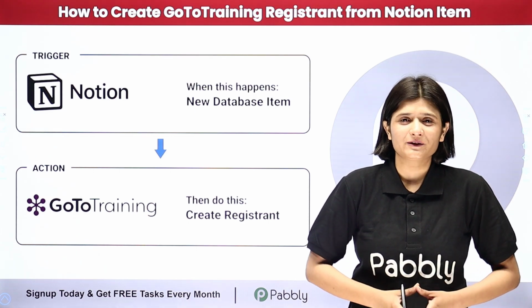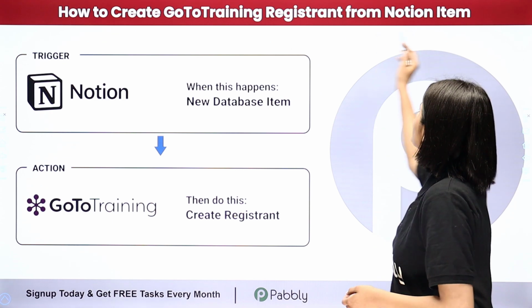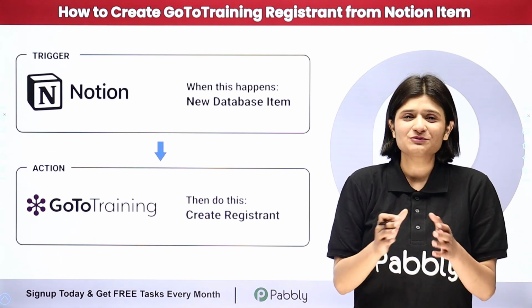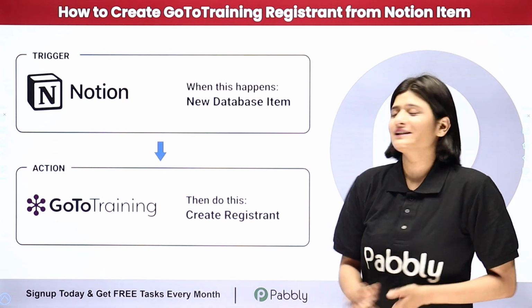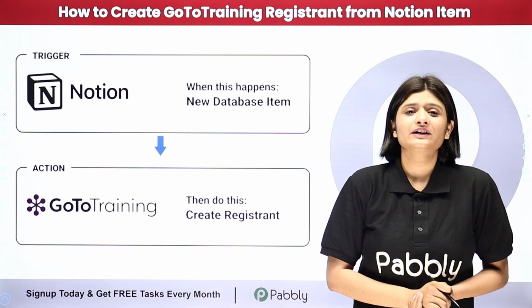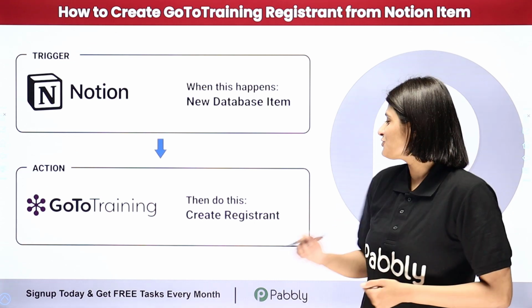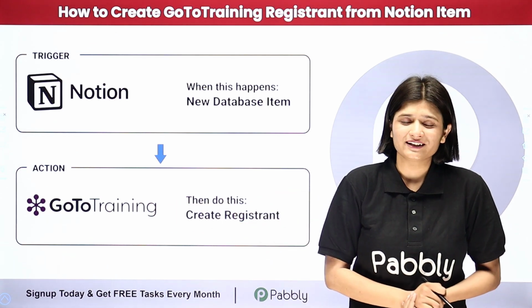In this video, we are going to learn how to create a GoToTraining registrant from a Notion item. So let's suppose I am running an online education institution and I am adding all my student details in my Notion. Now I want that whenever I add a new row, a registrant should be automatically created in my GoToTraining account.